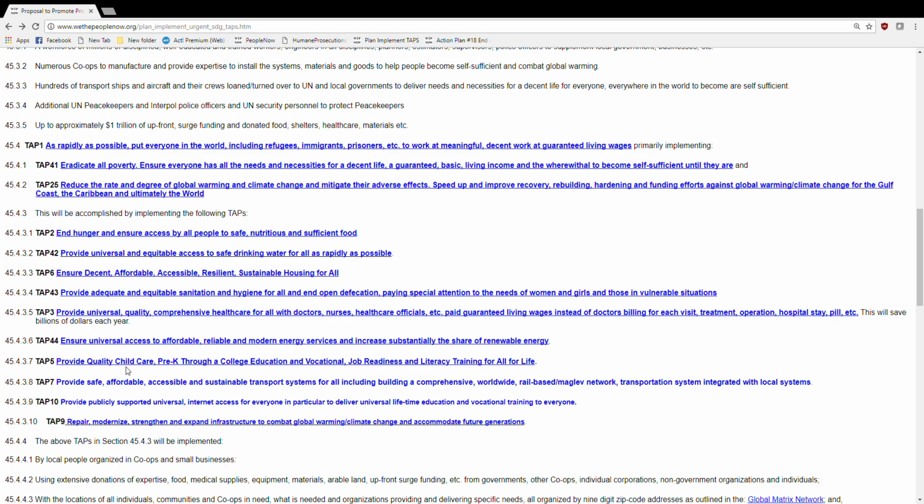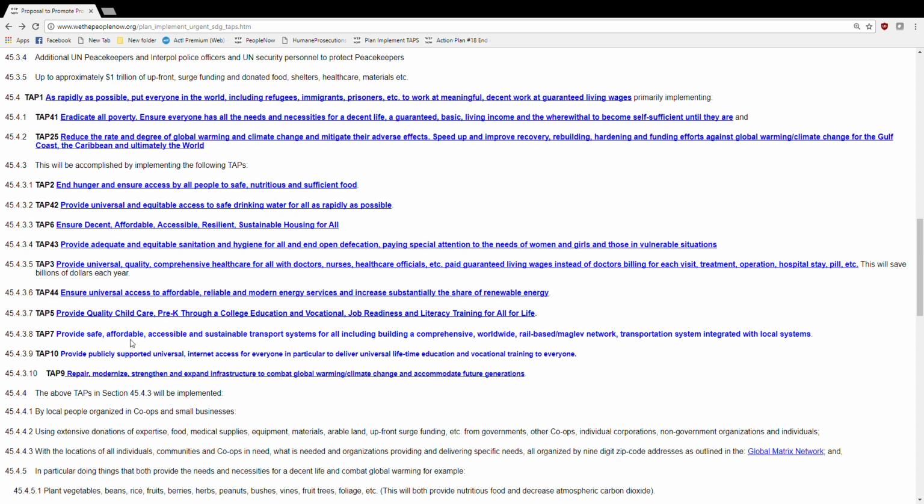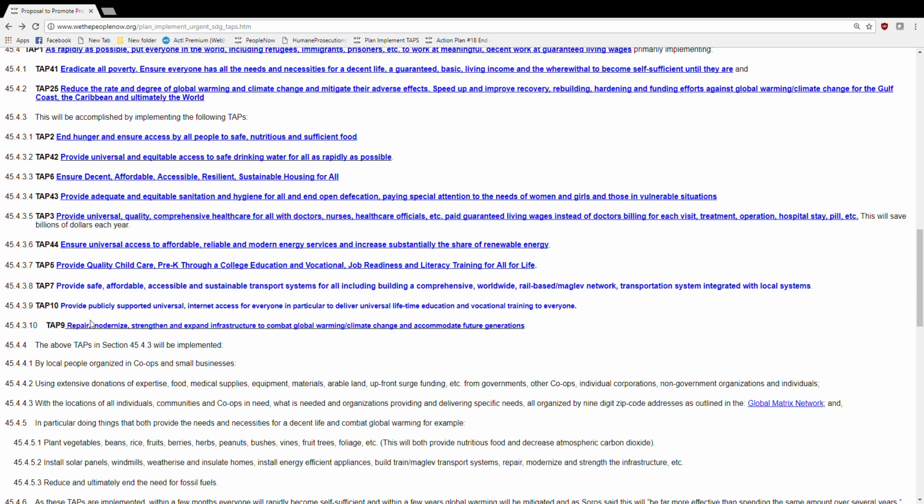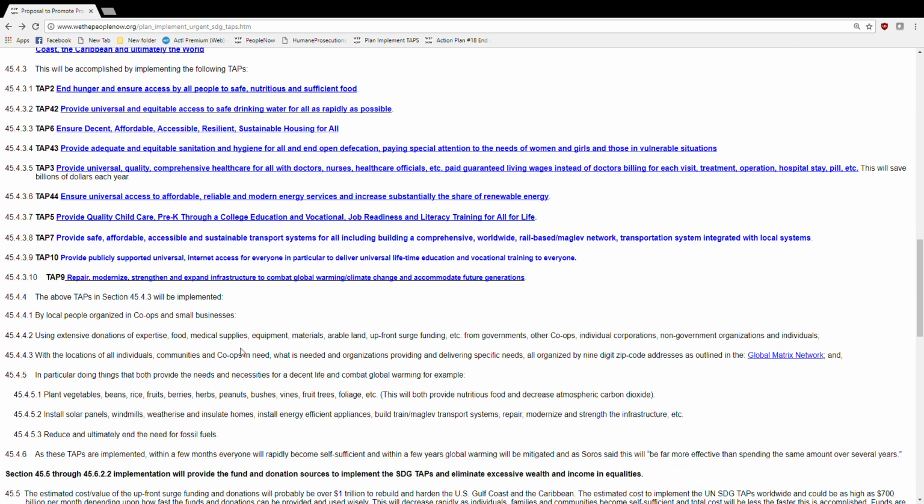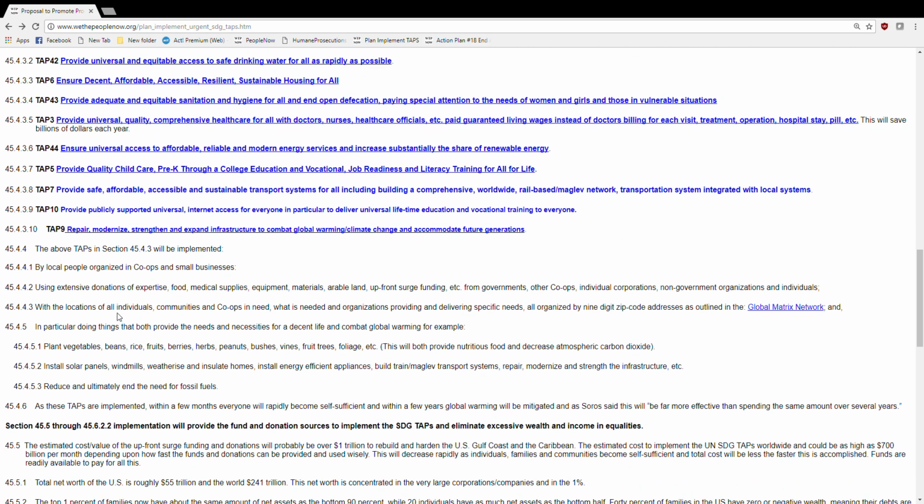So all these things: education, affordable, accessible, sustainable transport. If you put everybody to work and you give them a guaranteed wage, then the people could work for this. And we'll talk about how we'll do that in a minute. Repair, modernize, strengthen infrastructure. Paragraph 45.4.3, tab 9. This explains how we'll be innovative, using extensive donations of expertise, food, medical supplies, equipment. You would have the local people handle this, with people from the developed countries providing the expertise.